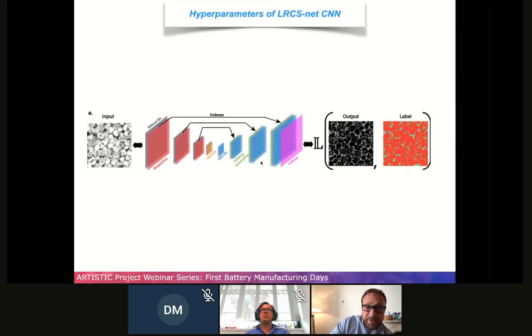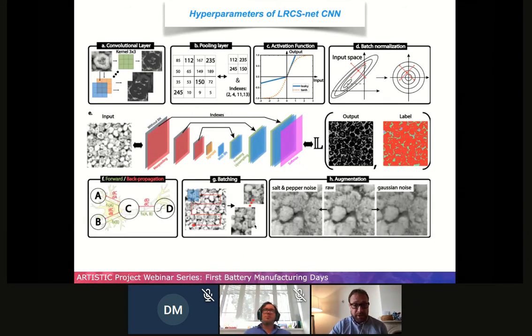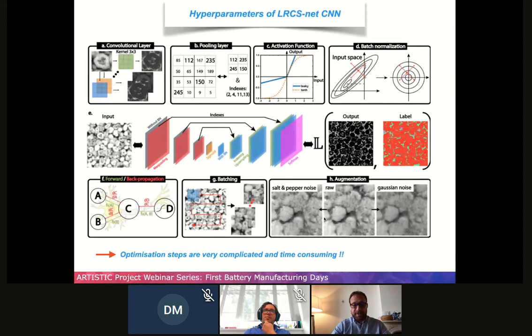So the other point we have to optimize in this CNN is the hyperparameters. So we have the image input, you go through the network, and then you compare the outputs with the labeling, the ground truth I told you just before. Then you have to optimize a certain number of hyperparameters. There is a convolutional layer, there is a pooling layer, activation function, a batch normalization. You have to pay attention to the batching, augmentation. So this optimization step is very complicated and very time consuming.